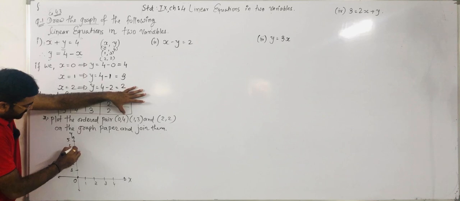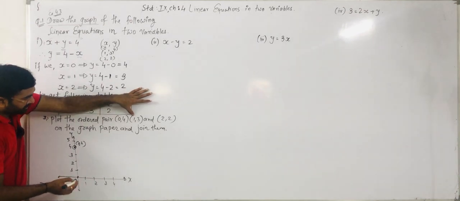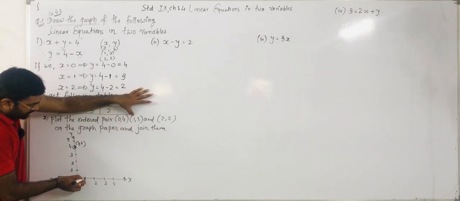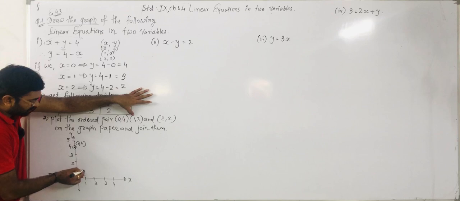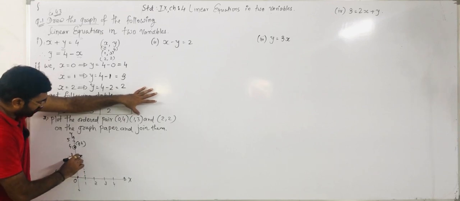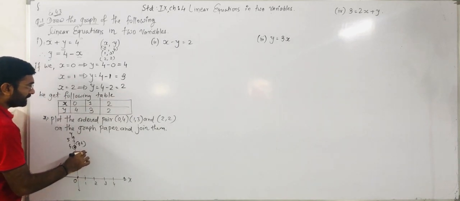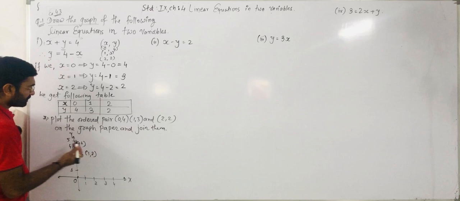So that point comes here. This is the point (0, 4). Then (1, 3): how can we plot it? The x coordinate is 1 and the y coordinate is 3. So from that we draw the perpendicular lines. Both lines intersect, and that point represents (1, 3).